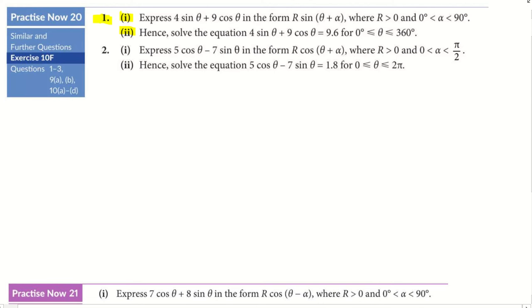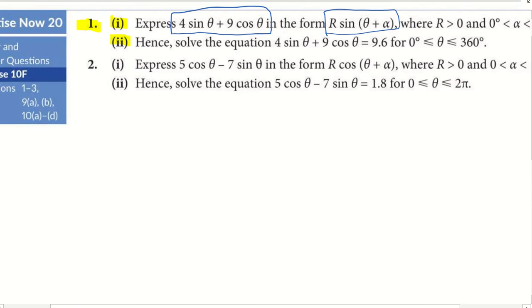Okay, this is the introduction of the R formula. Let's look at question 1, part 1. They ask you to express 4 sine theta plus 9 cosine theta in the form of R sine theta plus alpha. Okay, I will work with R sine theta plus alpha.